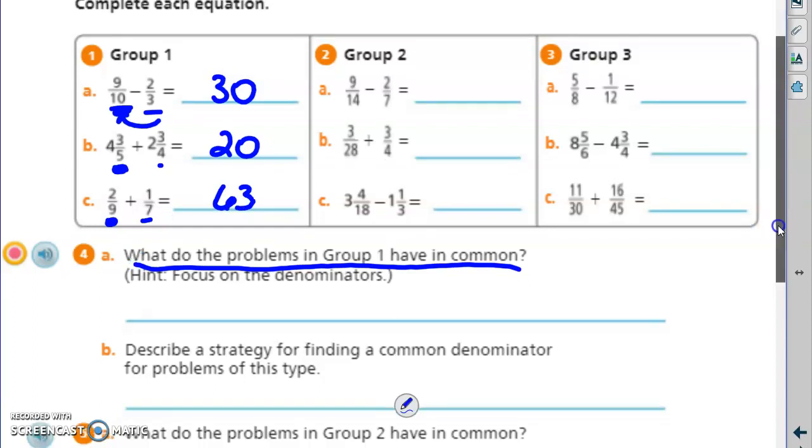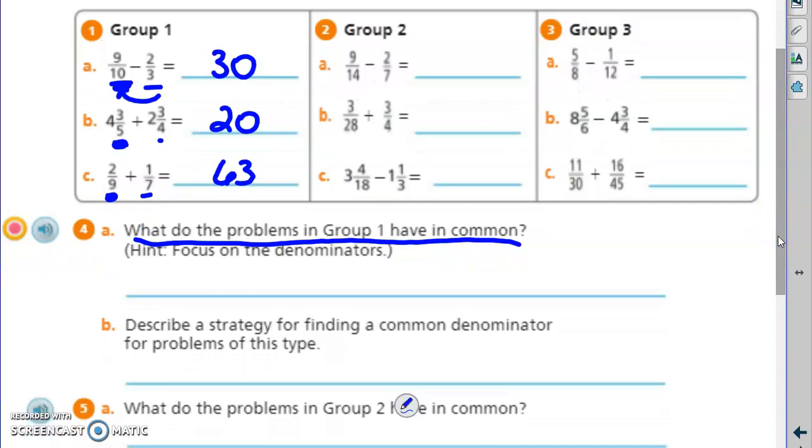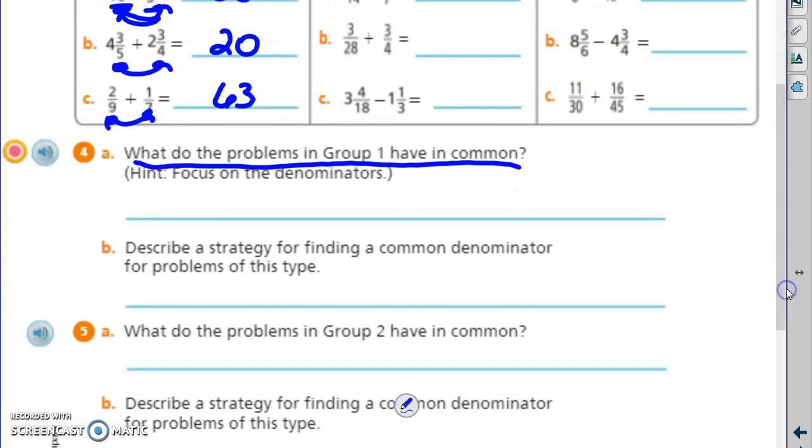So they want us to see the pattern. Do you see a pattern there? What did we do to find those common denominators? Take a look at that for a second. 10, 3, 30. 5, 4, 20. 9, 7, 63. I'm hoping you saw that you multiply them together. And that is a strategy that you can use always to find the common denominator. So the strategy in part B is multiply the denominators.